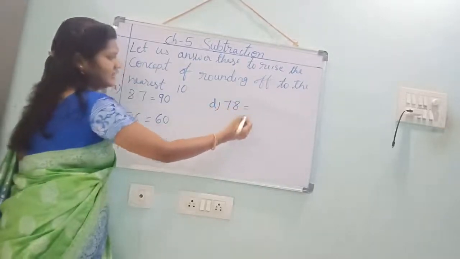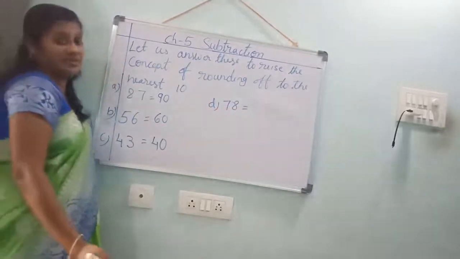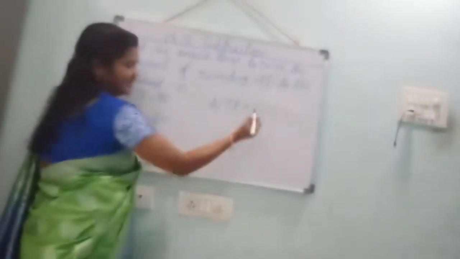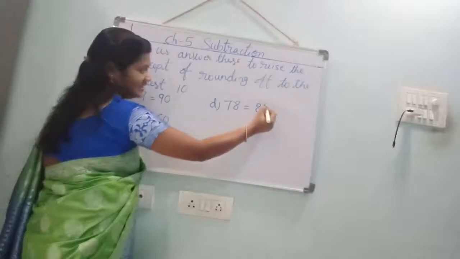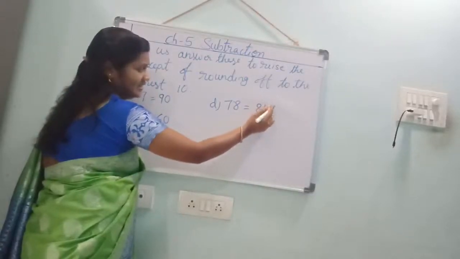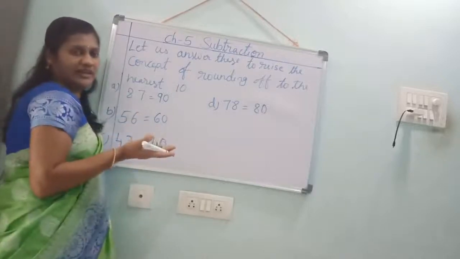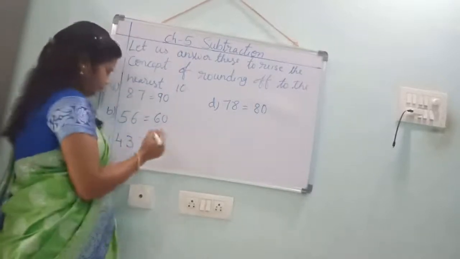78. 78 nearest tens, which number will come? 78 after 79, 80. 80 is the nearest tens. Yes children, understood what I am saying? Nearest tens, you know already. How to do?